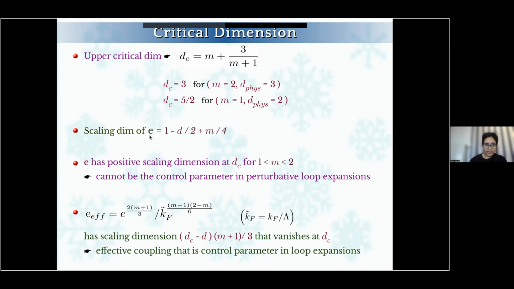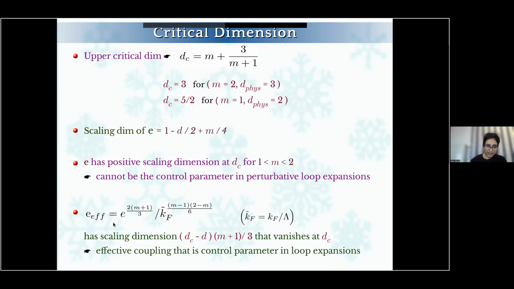Now, if we compute the scaling dimension of the coupling constant e, it is given by this expression. By plugging in the values, we see that e has a positive scaling dimension at DC. If we put D equal to DC and set M between 1 and 2, then e has a positive scaling dimension. So its scaling dimension does not vanish at DC, and therefore it cannot be a control parameter in perturbative loop expansions. So we have to find a suitable control parameter, a suitable coupling constant, whose dimension vanishes at DC.